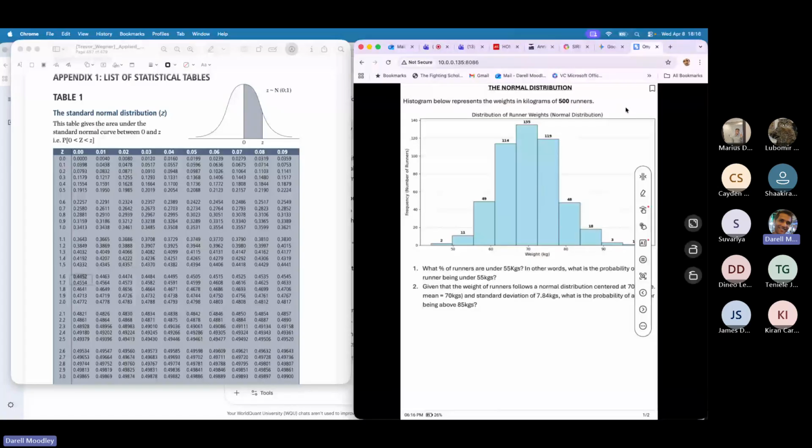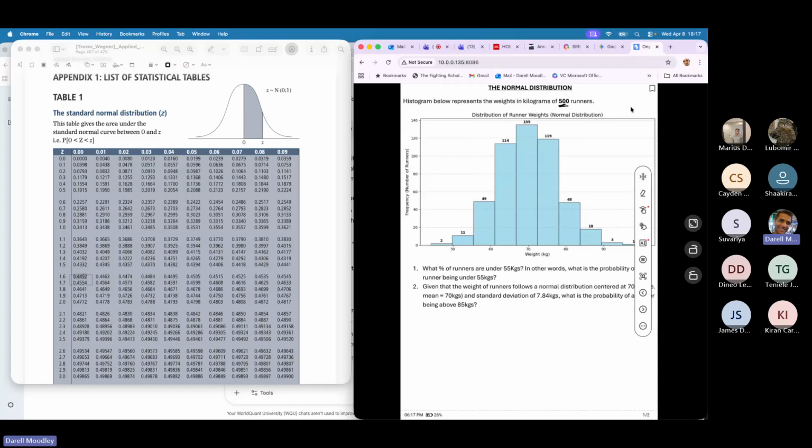Now what we have, and I'm hoping all of you are familiar with a histogram, that would have been covered very early in this course. This histogram shows the weights of runners. It doesn't matter what event they take part in, it could be sprinting or long distance. We have 500 runners, and we plotted a histogram of their weights, showing the distribution of the weights of these runners.